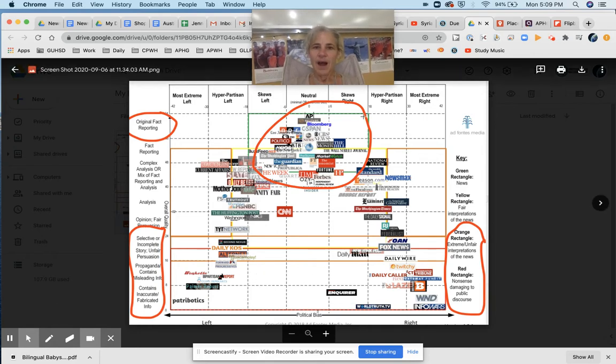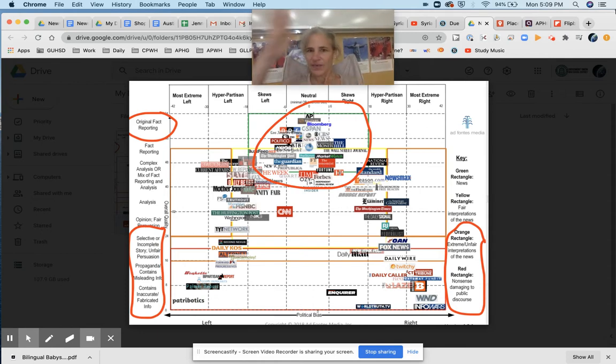So anyway, just refer to this chart as much as you want. Some of my favorites that I show a lot are Foreign Policy, because this is a class about all kinds of other countries. Foreign Policy is one of my favorites. The Economist is very good. And NPR, which I listen to on the radio, 89.5.